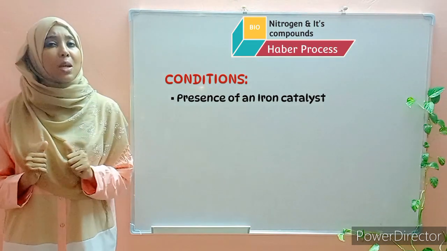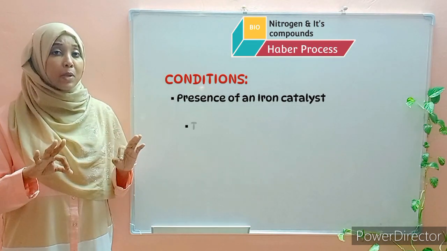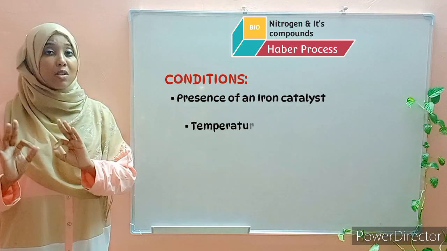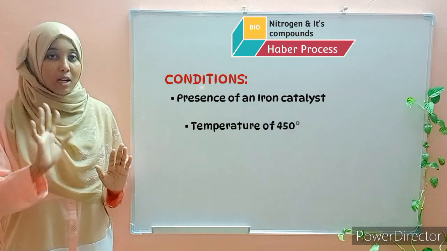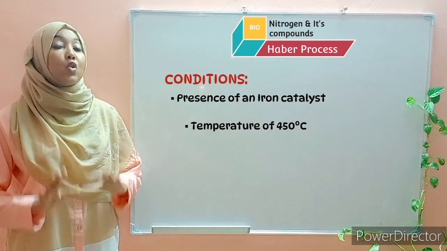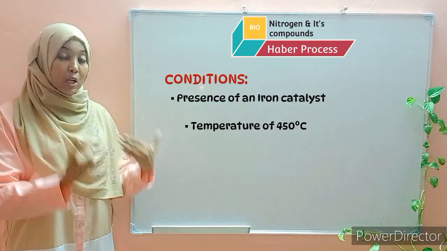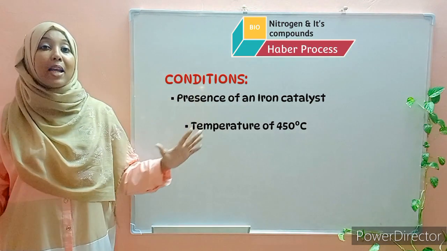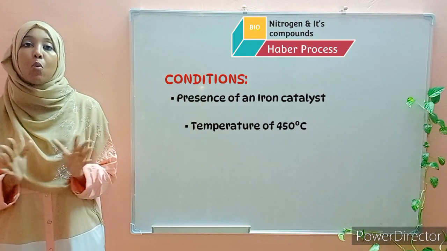Now let's start with temperature. An optimum temperature of 450 degrees Celsius is used. Now, just FYI, low temperatures will actually be better. That means that if you had low temperatures, there will be a higher yield of ammonia. More ammonia will be produced.